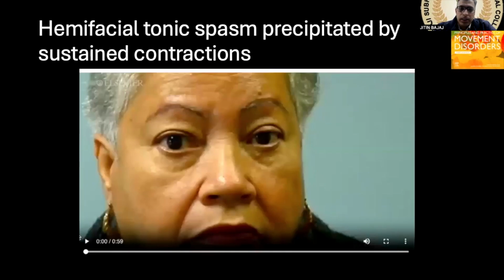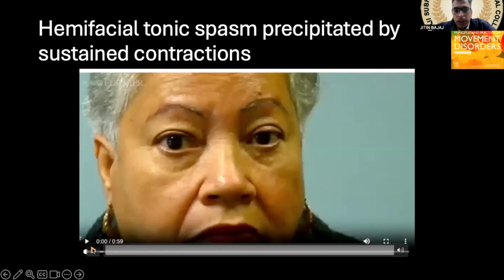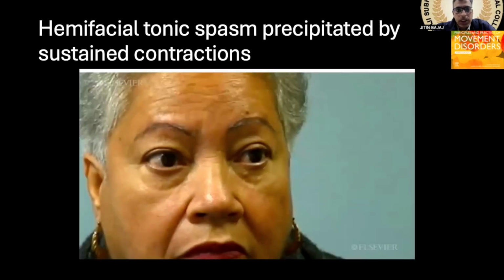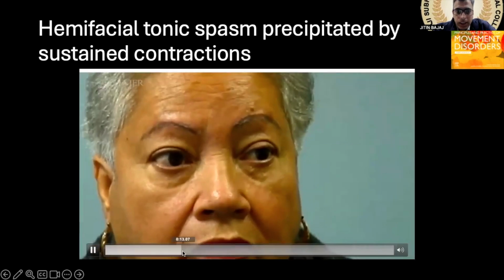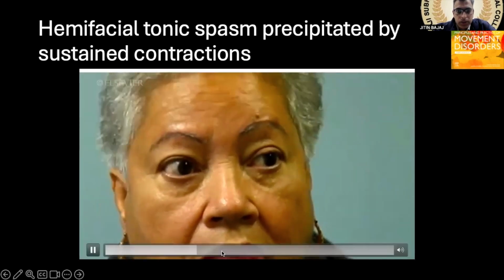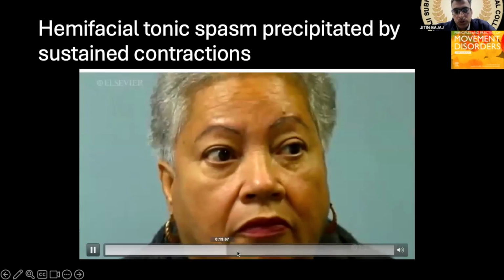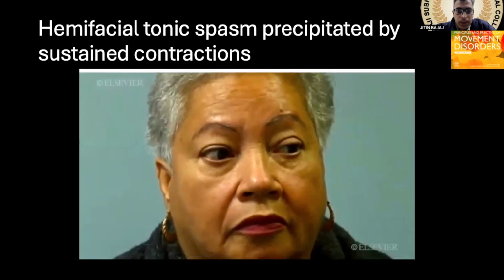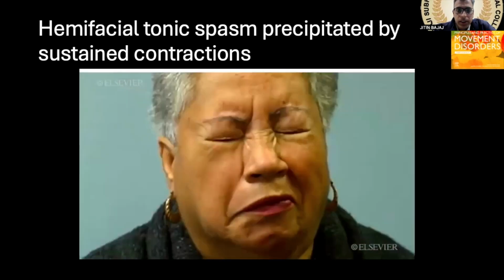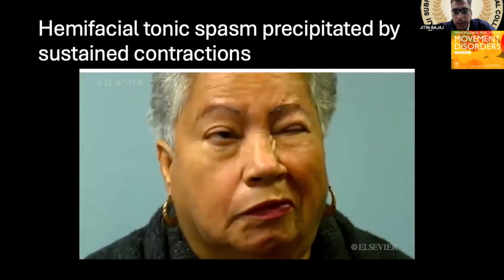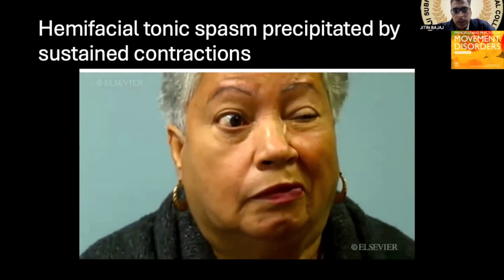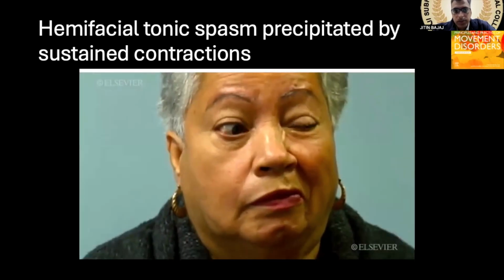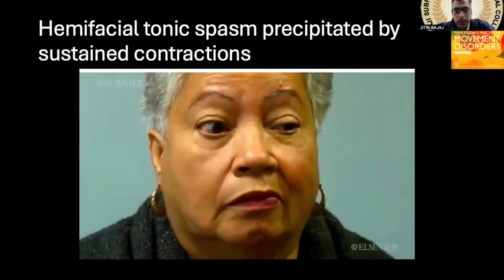As I said, in mild cases of hemifacial spasm in which you have doubt about the diagnosis, you can ask the patient to do sustained contractions. Here, the right eyeball is mildly twitching, but as you ask the patient to do sustained voluntary contraction, the hemifacial spasm gets precipitated, now on the left side. That's a classical sign of hemifacial spasm, which is precipitated by doing sustained contractions.